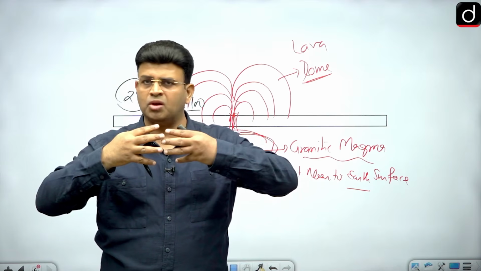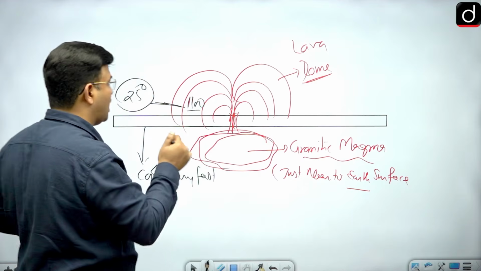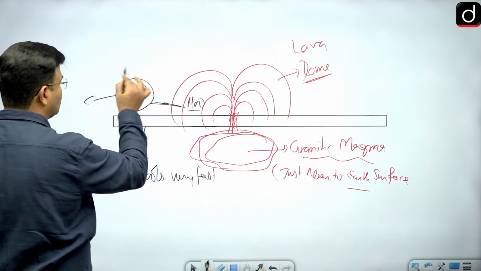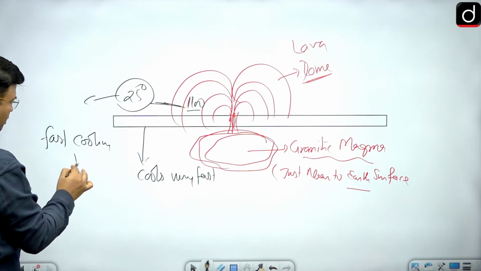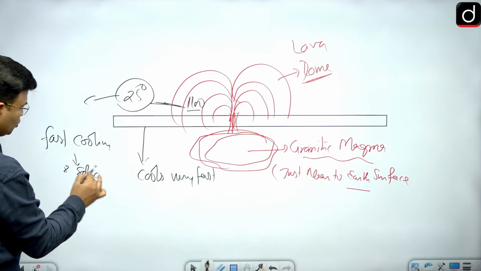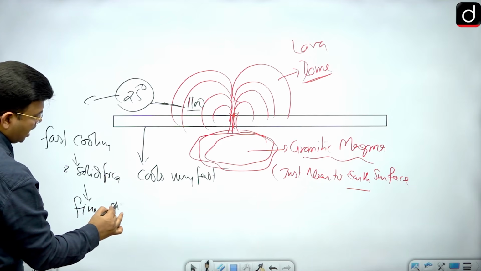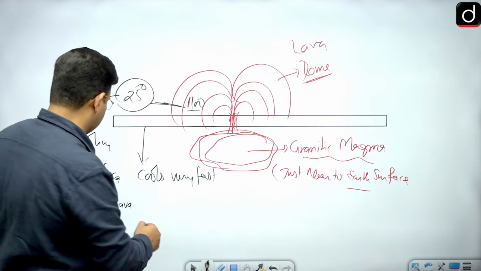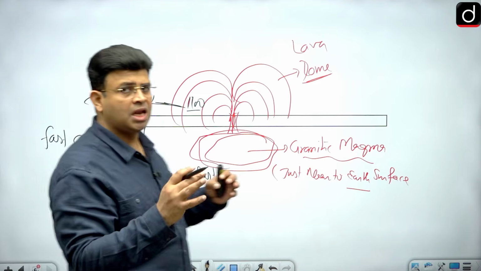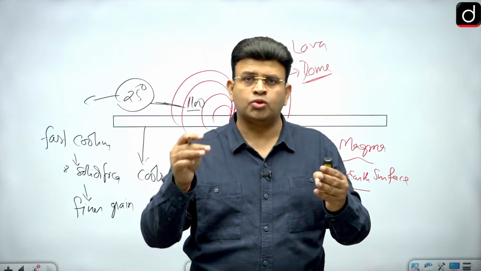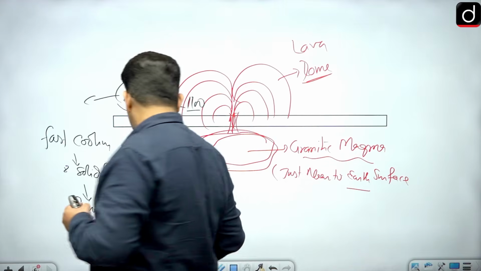When it cools very fast, it is not able to make a crystal structure, so it has a powder-like, finer grain. Due to fast cooling and solidification, there will be a finer grain, like the Deccan lava plateau, which solidifies very fast. After breaking down, it forms black clay soil. Clay is a very fine particle.